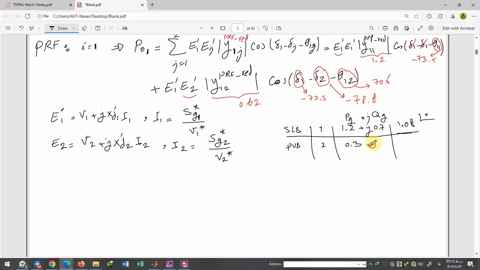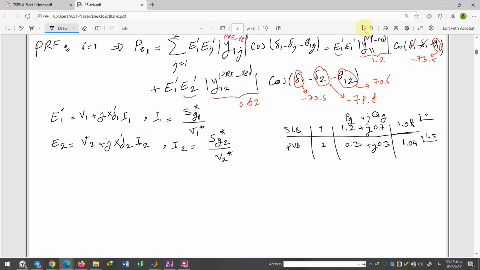And the PV bus, the bus number 2, has 0.3 plus j0.3 per unit with the voltage 1.05 with the angle of 1.5 degree.